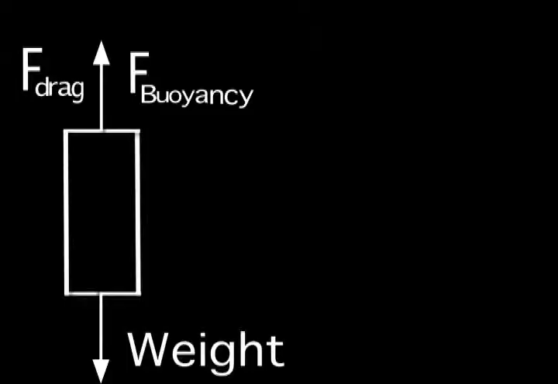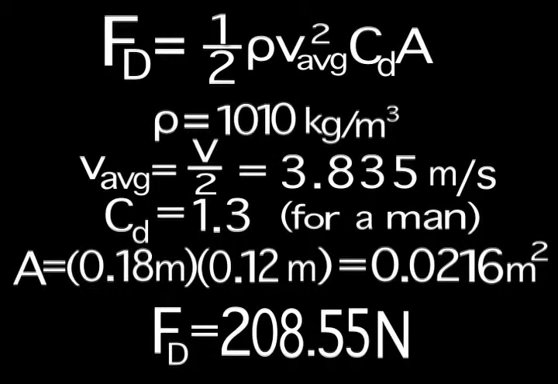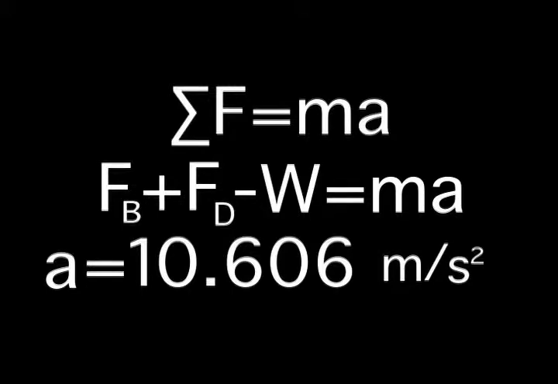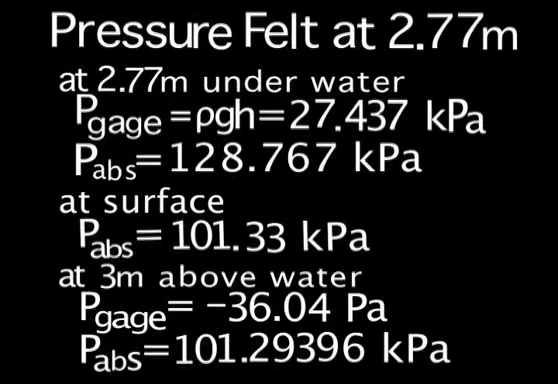Now at point 3, Big John has drag and buoyancy pushing him up and weight pushing him down. Buoyancy force is 1,273 newtons, weight is 712. This is how we calculated drag force. With rho, velocity average, and C, which is a constant for man, we were able to find that the drag force is approximately 208. This is conservation of forces. Acceleration was about 10. And finally, the final distance is 2.77 meters.